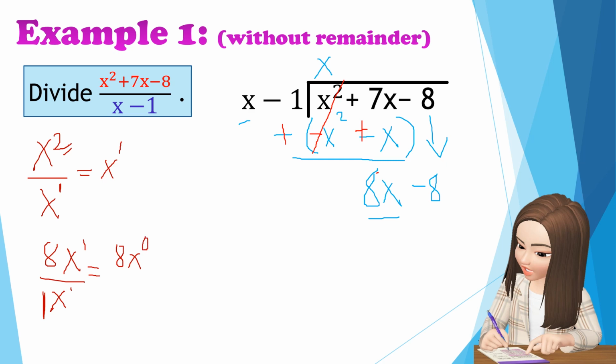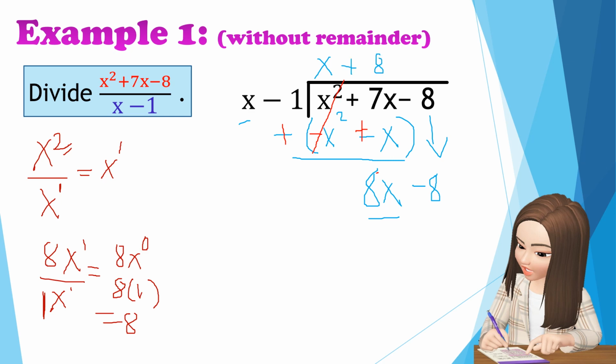Remember that any expression raised to 0 is equal to 1. So this will become 8 times 1, which is simply 8. So 8x divided by x is equal to positive 8.